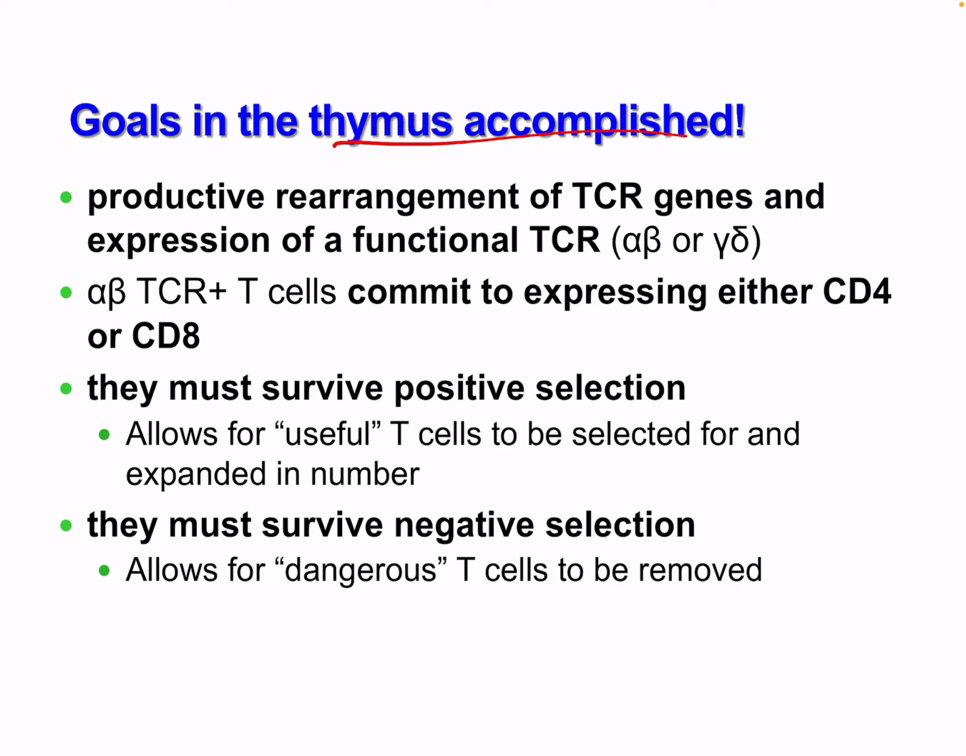There was productive rearrangement of the T cell receptor genes and expression of a functional T cell receptor, both gamma delta and alpha beta. The alpha beta T cells commit to expressing either CD4 or CD8. They must survive positive selection, which allows useful T cells to be selected for and expanded in number, and they must survive negative selection, which allows dangerous T cells to be removed. Or there's agonist selection, where they become Treg cells.